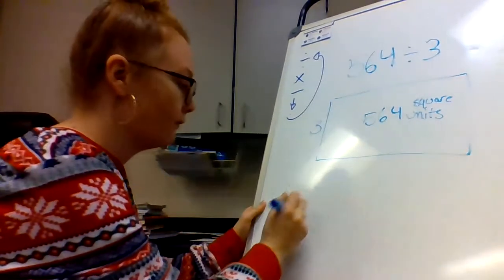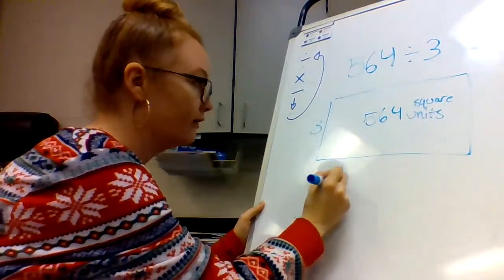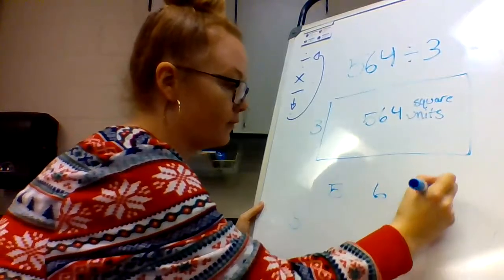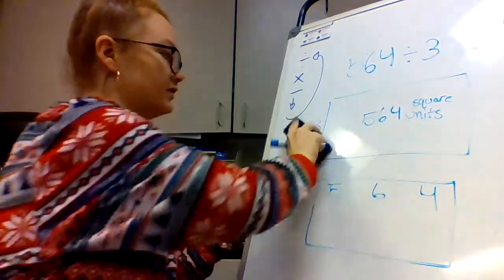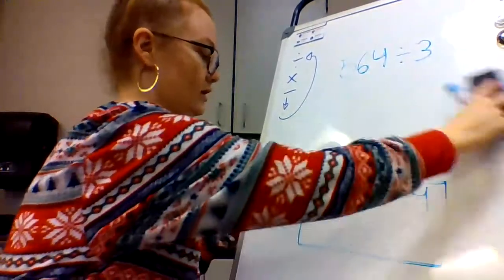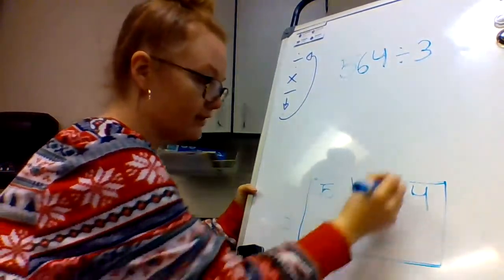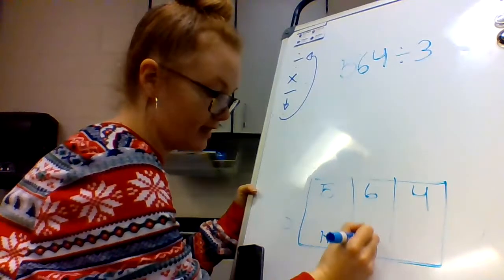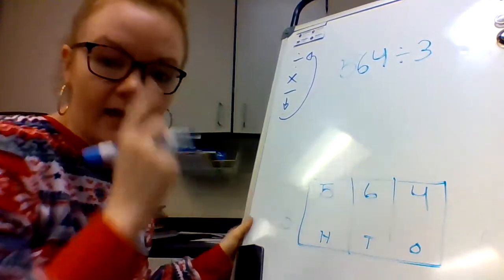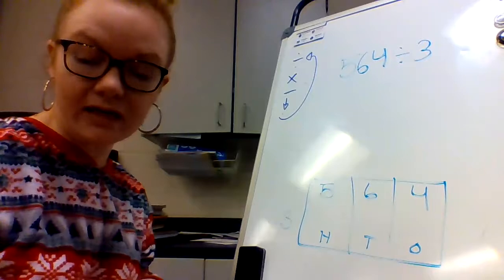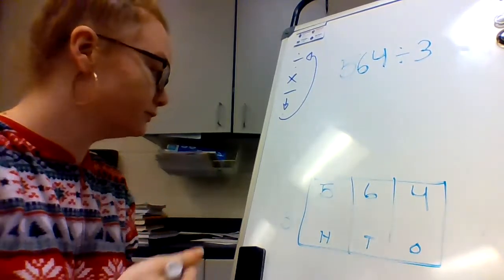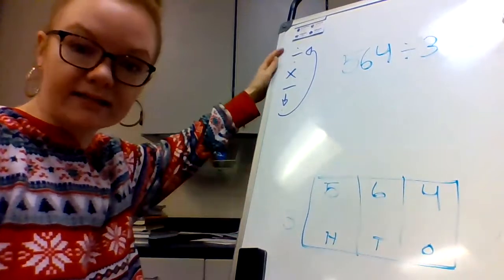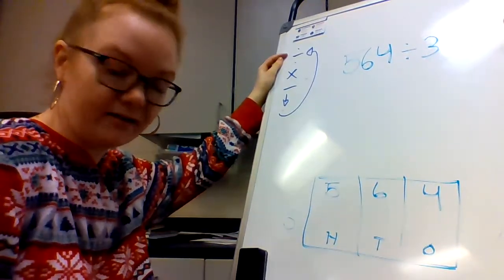So I'm going to go ahead and split it up into friendlier numbers. So we know that this is the hundreds, the tens, and the ones, and so we're going to split those up by 3. I'm going to switch markers because I feel like this is kind of hard to see. So I'm going to go through my steps here. So first I'm going to divide.